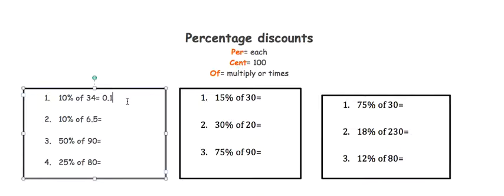All right, so we've got our 1/10, and then because we remember that "of" here means multiply, we multiply 34 by that.